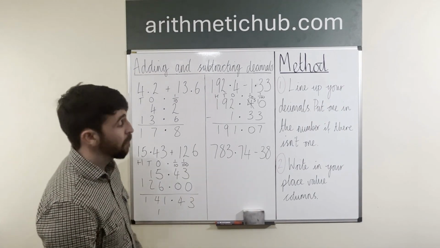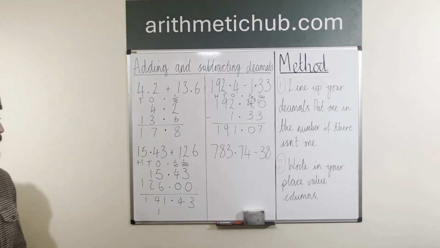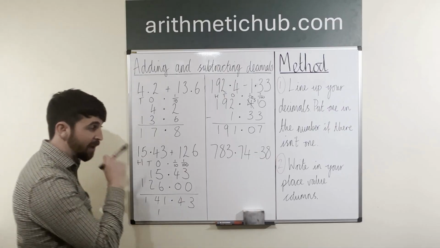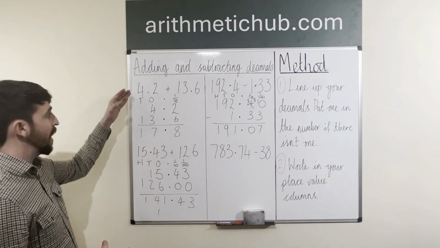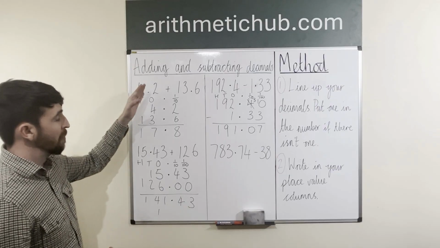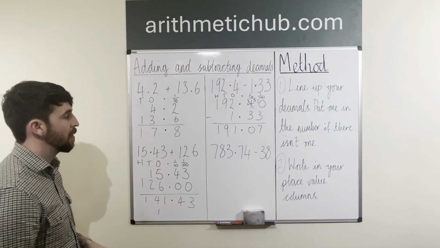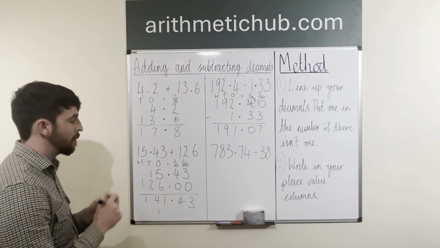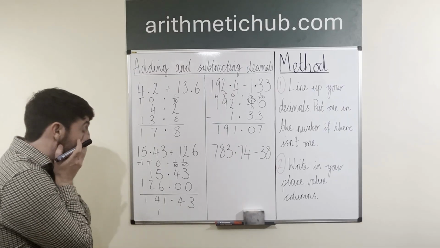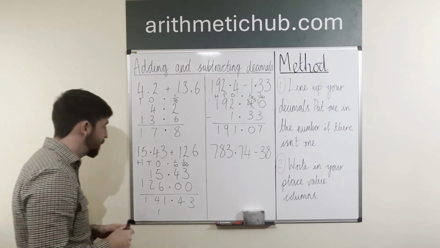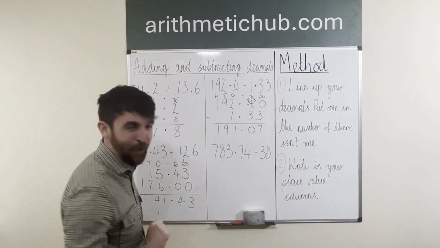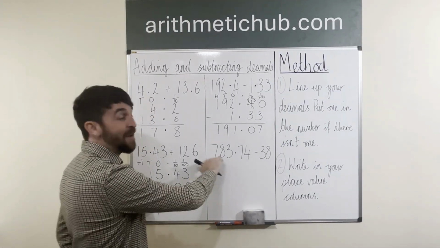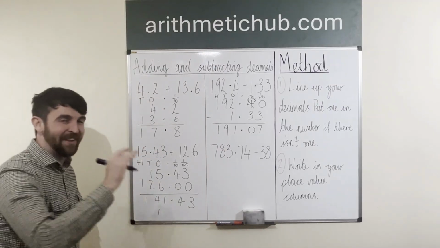And again, we've got 783.74 take away 38. Okay, I'm really hoping that cut works because I completely messed the explanation of this up. So let's try that again.